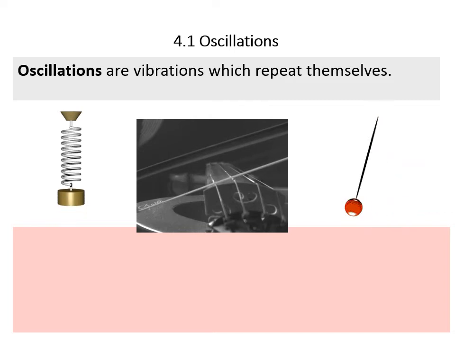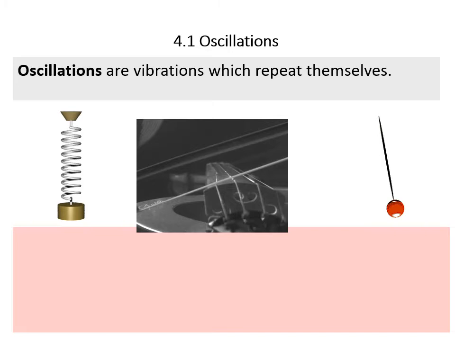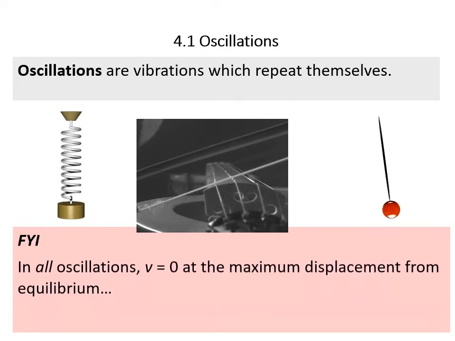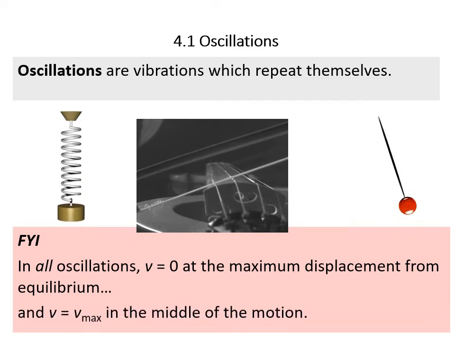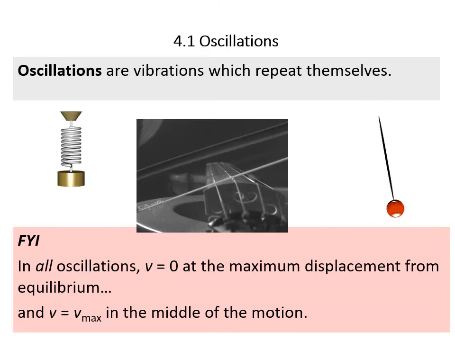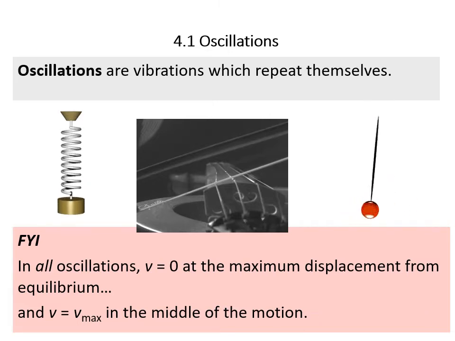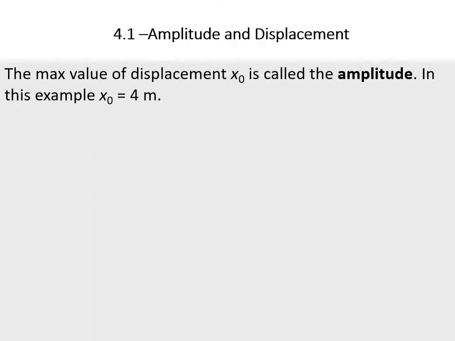Or the vibrations on a stringed instrument. So a string has these oscillations back and forth, back and forth. Just so you know, in all oscillations at the maximum displacement from equilibrium, from the middle point, the velocity is 0. At the middle of the motion, you have maximum velocity. The max value of a displacement, x naught, is called amplitude.